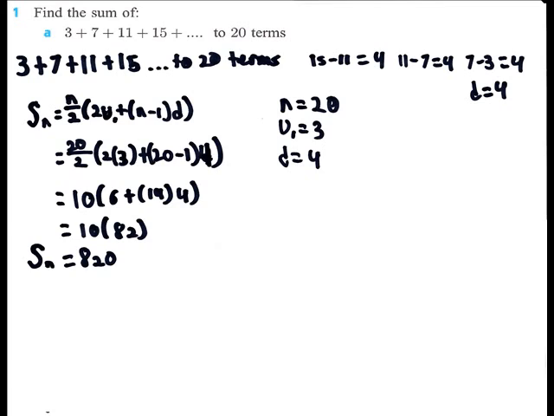Since they want the total all the way up to the first 20 terms, then we have all the things we'll need to actually start working. n will be 20, u1 will be 3, and d will be 4. Then we plug everything into the equation and solve for Sn.